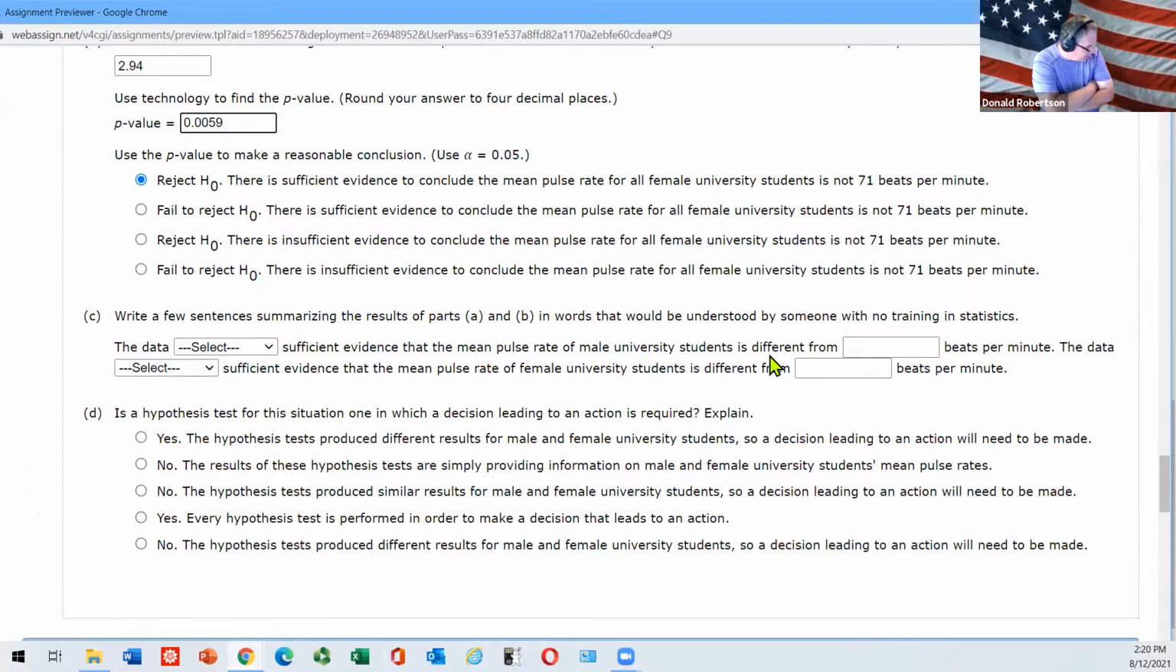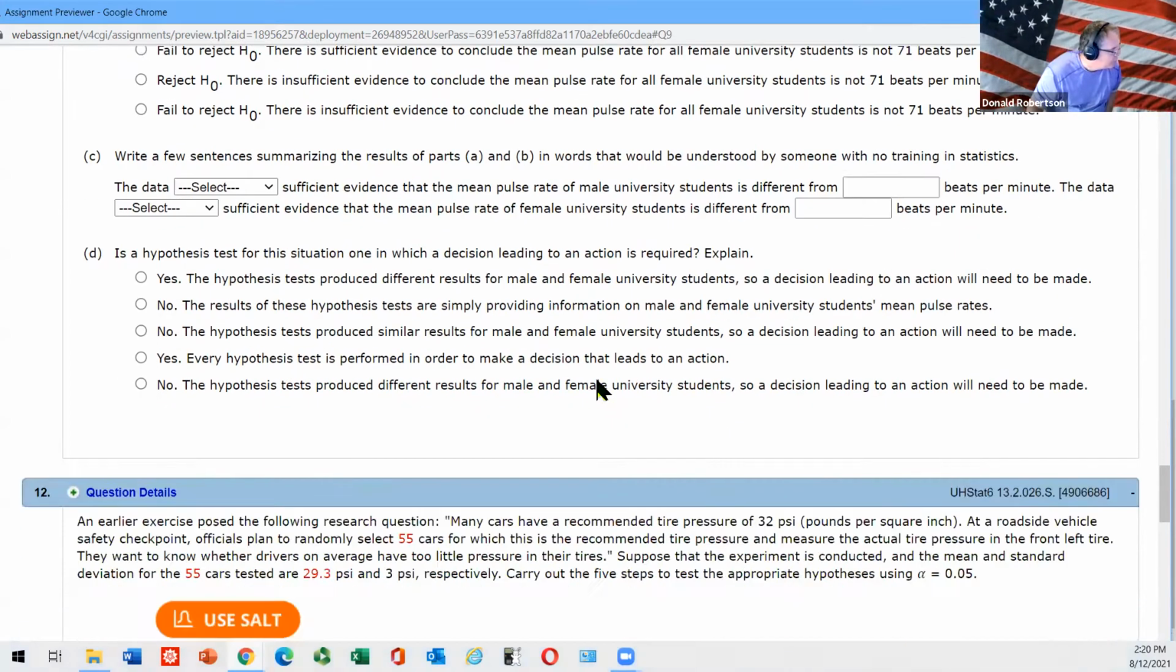It says, is the hypothesis test in this situation one in which a decision leading to an action is required? I'm not quite sure what they mean by that, to be honest. My gut feeling is that the fact that we couldn't prove it for the males, but we could prove that it was different for the females, I'm not sure what action you could do about that, except saying, well, I guess that's interesting. So I'd go for one of those that says no and see which one it is.